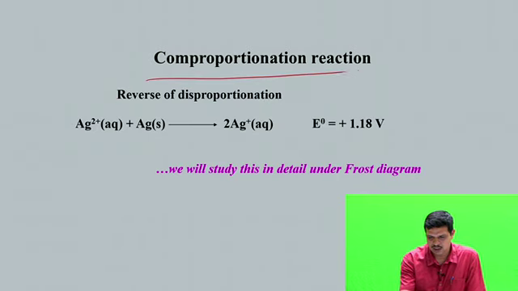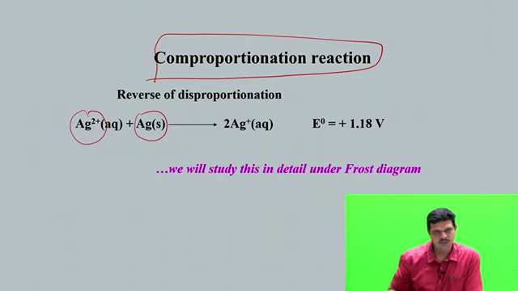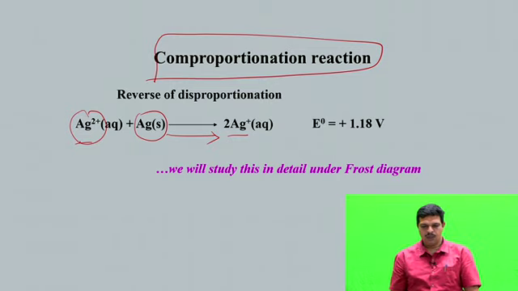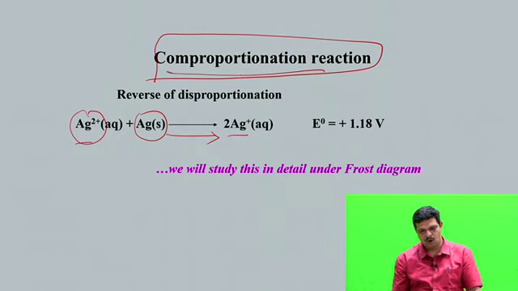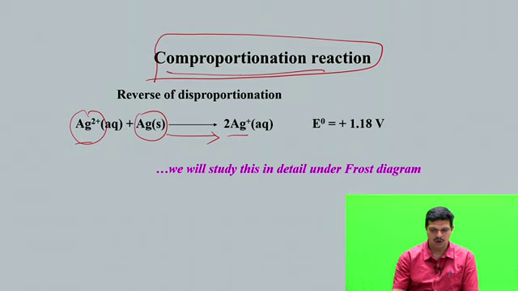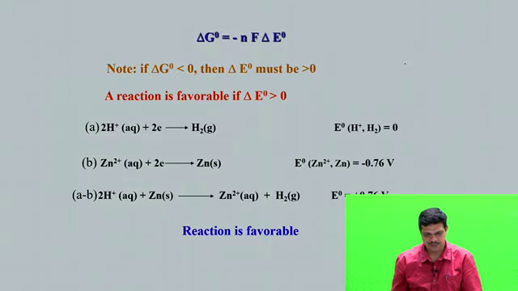Okay. So, here is just the reverse reaction. Here you see that two species of the same element with different oxidation states give a single species. So, two species are converting to a single species of one oxidation state. This is called the comproportionation reaction, exactly opposite of the disproportionation reaction. So, these are typical special examples of redox reactions. Okay, and we will discuss this more in the Frost diagram.